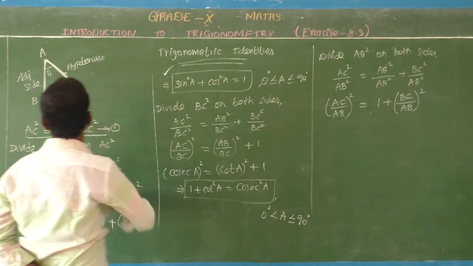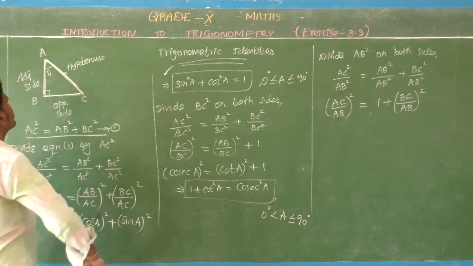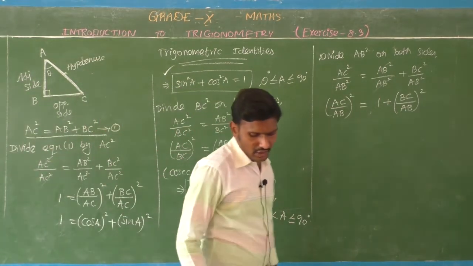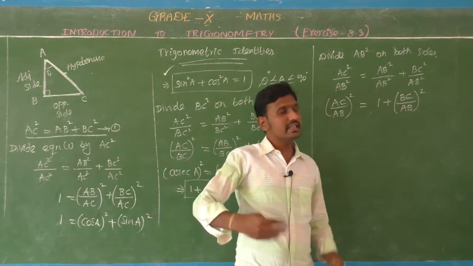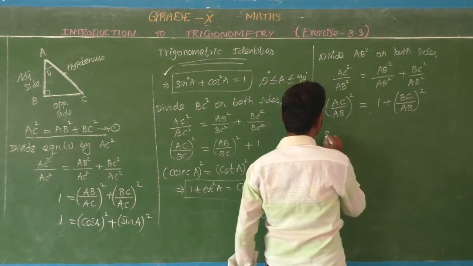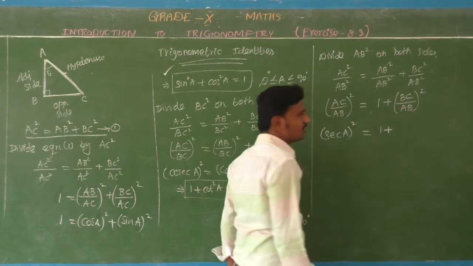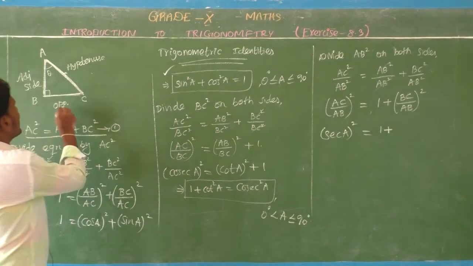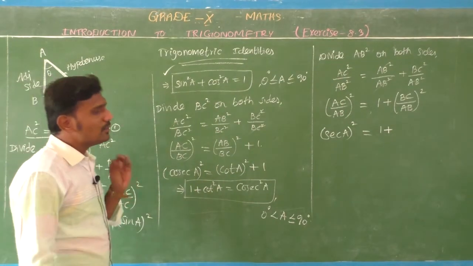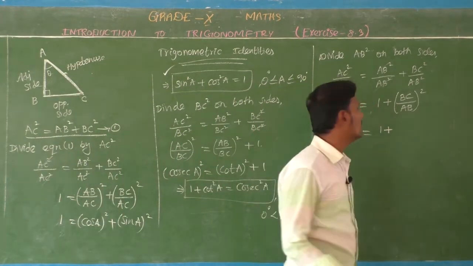See students, AC is the hypotenuse and AB is the adjacent side. So hypotenuse by adjacent side is secant theta, because secant theta equals hypotenuse by adjacent side. So secant A the whole square equals 1 plus BC, the opposite side, divided by AB, the adjacent side. Opposite side divided by adjacent side is tan A, tan theta.